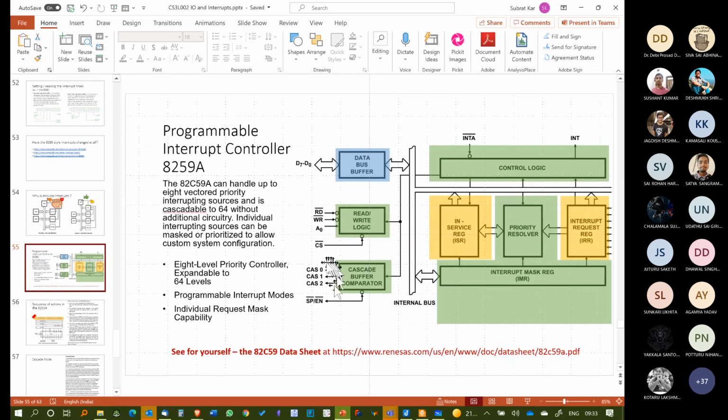So you know there are going to be 8 second level PICs. So you only need 3 wires to connect and address those second level contractors.